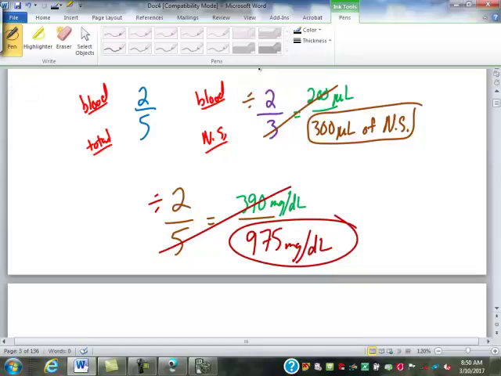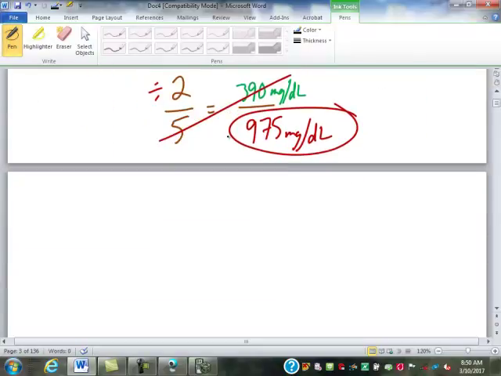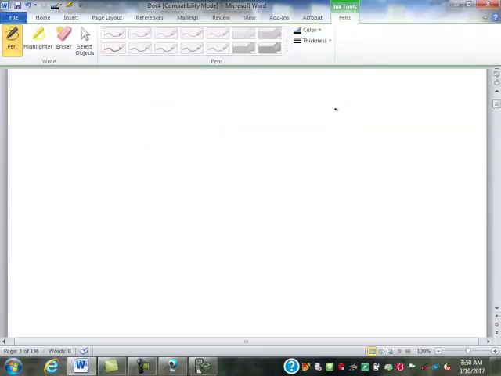So I want you guys to try one of these on your own. And here's what we're going to do. So we're going to assume that the blood sample exceeds the meter.